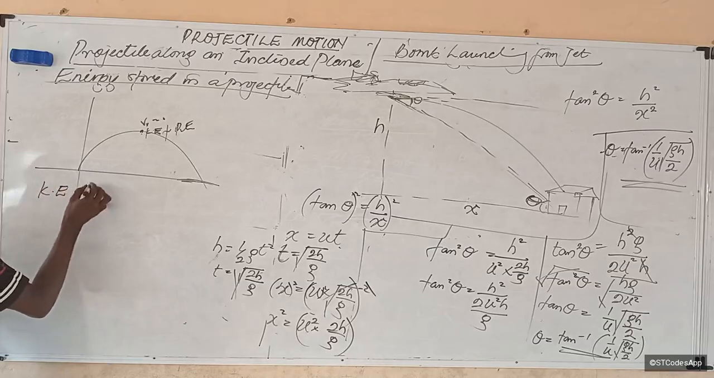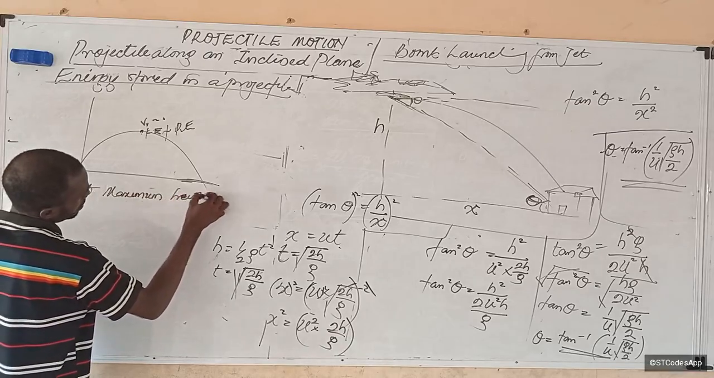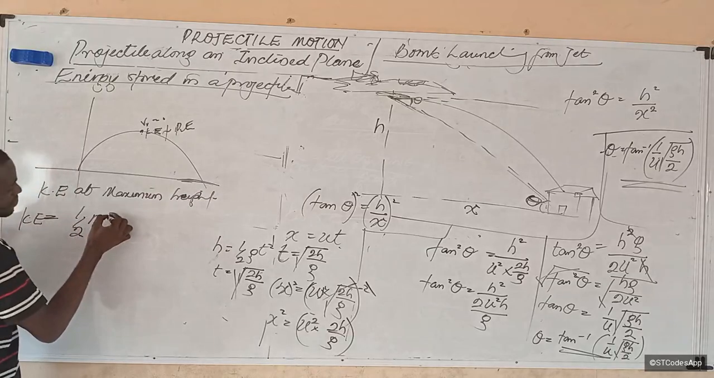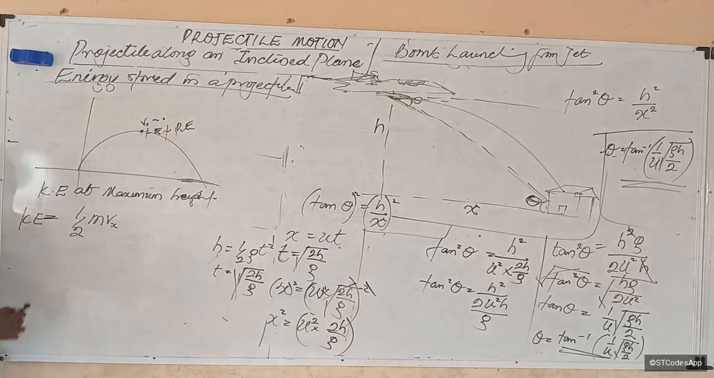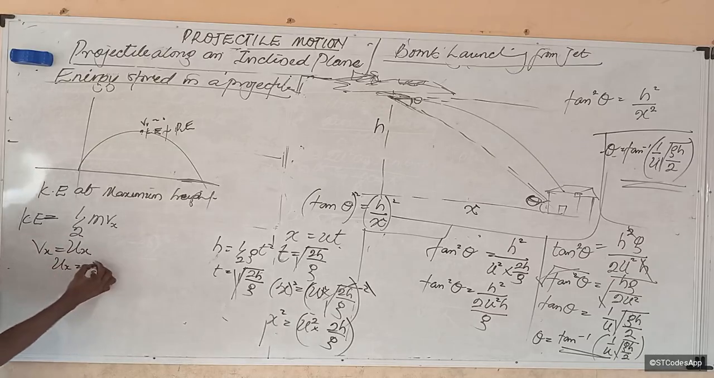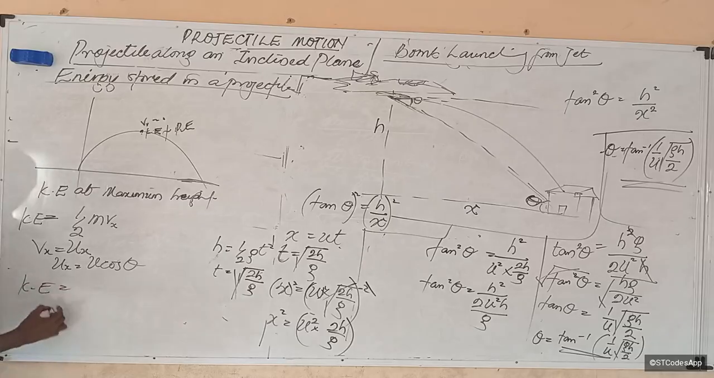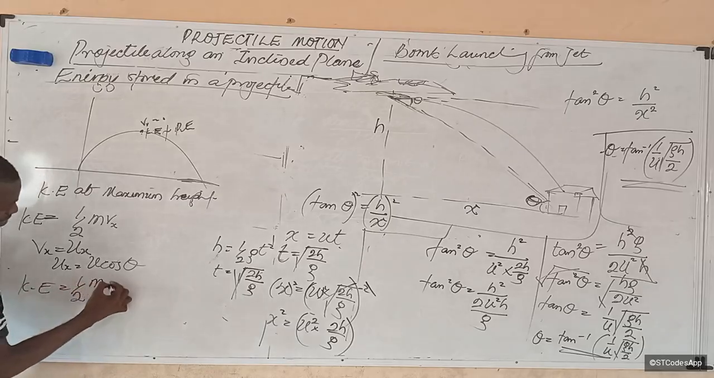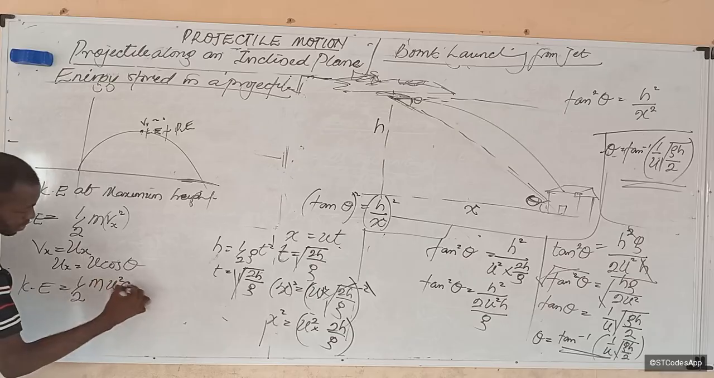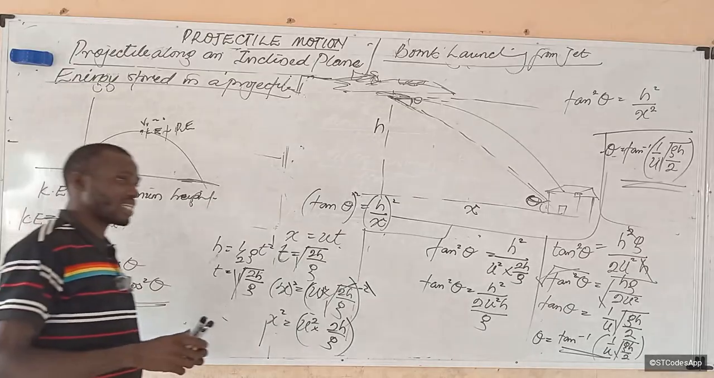The kinetic energy at maximum height now. At maximum height, the kinetic energy will be equal to KE equals half mv squared. Now, which v will this be? V sub x. And what is V sub x? V sub x does not change. It's the same as U sub x. And U sub x, we said, was what? U cos theta. So KE will be equal to half mv squared, so half m u squared cos squared theta. So this will be the kinetic energy stored.